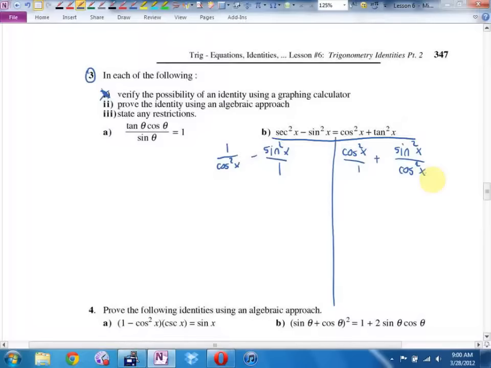To do that, since I'm subtracting, I'm going to need a common denominator. What's on the bottom of this fraction? What's on the bottom of this fraction? I think my common denominator is going to be cos squared. So I'm going to multiply the top and the bottom of this fraction by one, by cos squared over cos squared. When I do that, I'll get 1 minus sine squared cos squared.